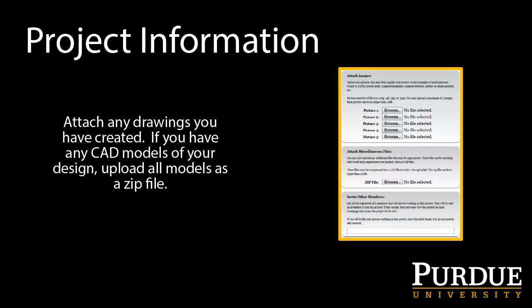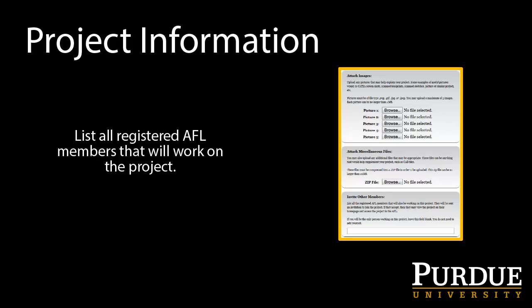Finally, attach any drawings you have saved as image files. Also, be sure to submit any CAD files or other associated files as a zip file in the Miscellaneous Files section. Finally, you can list all the registered AFL members that will be working on the project. They will then receive notifications from the system and be able to view the project information.